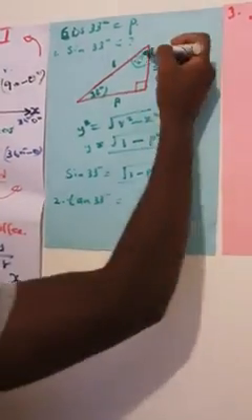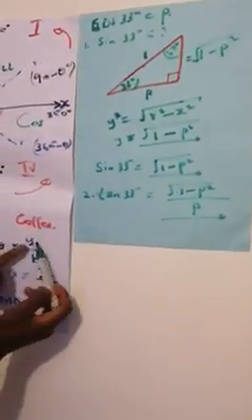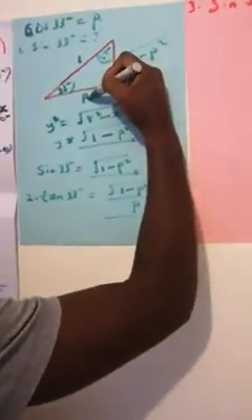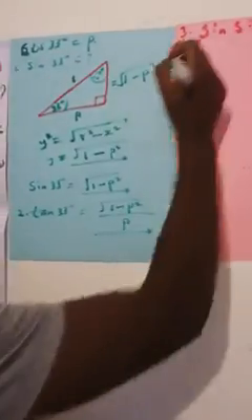So if it's 57, it means the opposite side is this one. So what is sine 57? Sine 57 is y over r. What is y if it's here? Opposite side over hypotenuse. Sine 57 is equal to opposite side P over 1. So sine 57 is P over 1.